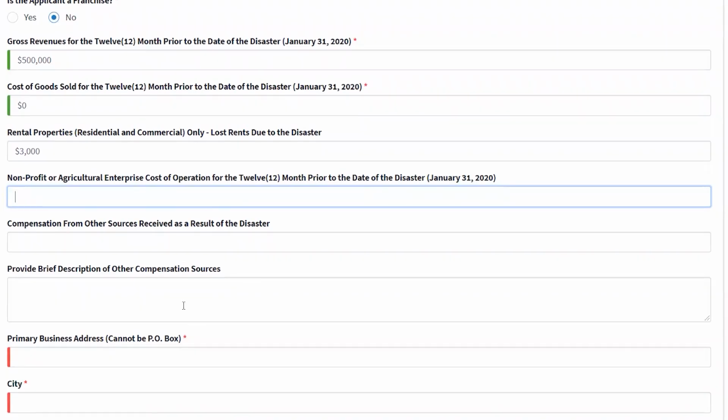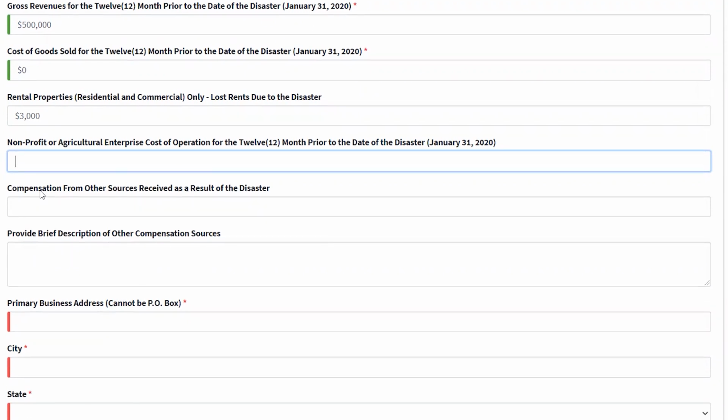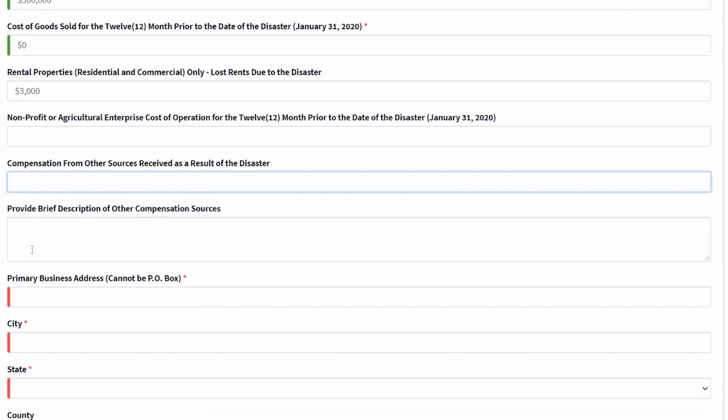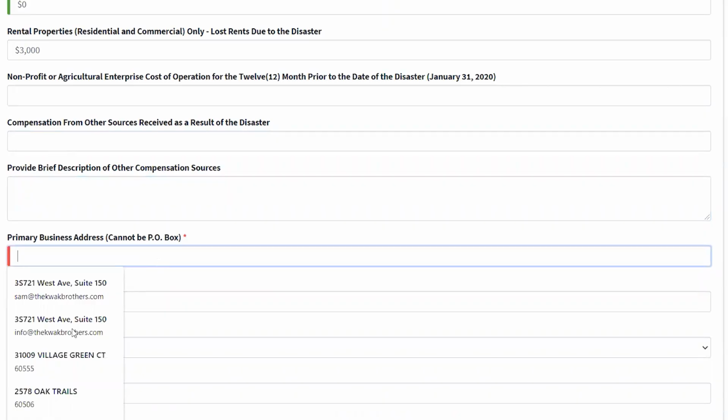Now, if you have a not-for-profit or an agriculture enterprise, you're gonna put in your cost of operations there. Compensation from other sources or result from disasters. So if you received any other donation or any other funding because of the coronavirus pandemic, you're gonna go and put that amount in there as well, and provide a brief description as to what that compensation amount is and where it came from, okay?